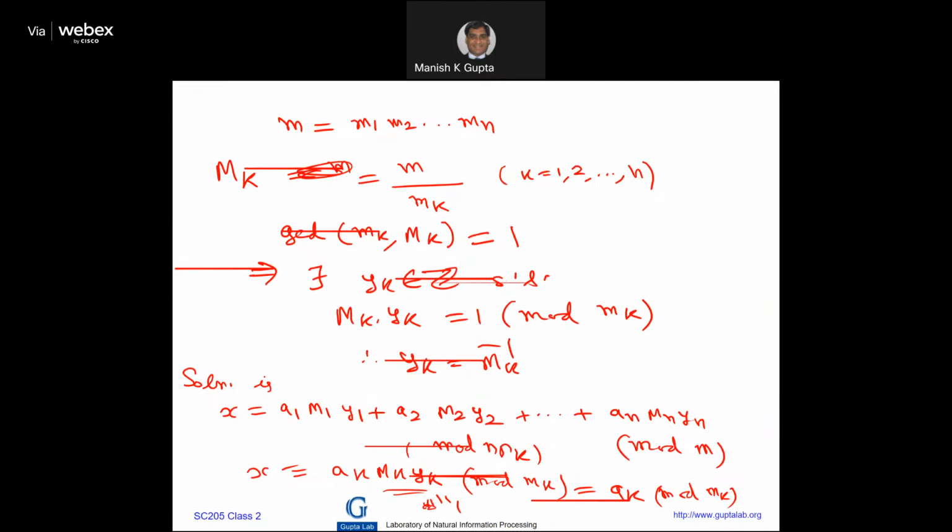If there is a system of equations, if GCD of mi comma mj is 1, then there is a unique solution x equal to a1 m1 y1 plus and so on, modulo m, where m is the product of the mi's. So this is the Chinese remainder theorem. Why are we doing this? I'll show you how beautifully this can be applied to our RSA crypto system.